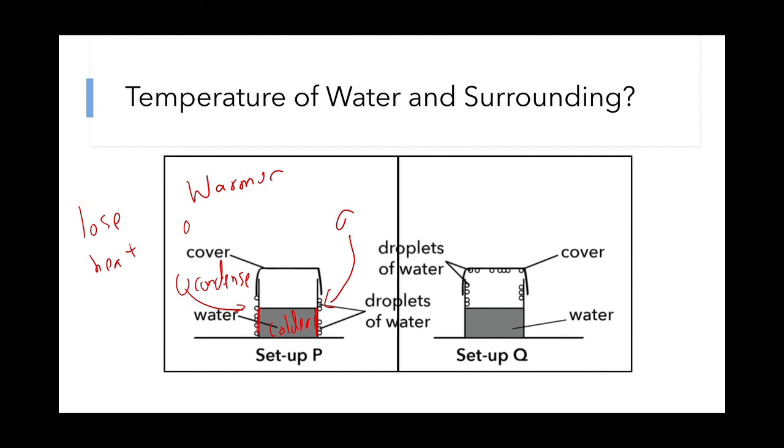Then let's look at setup Q. In setup Q, you realize there are no water droplets on the outside, whereas there are water droplets on the inside. This is a very simple classic example. You will understand this better when we talk about the water cycle in the next video. So basically what happens is this is warm water. Or it doesn't actually have to be warm water. Because water evaporates at any temperature. But if the water is warmer, the evaporation is faster. So anyway, regardless of whether it's warm or not, the water will still evaporate. And then the surrounding is cooler.